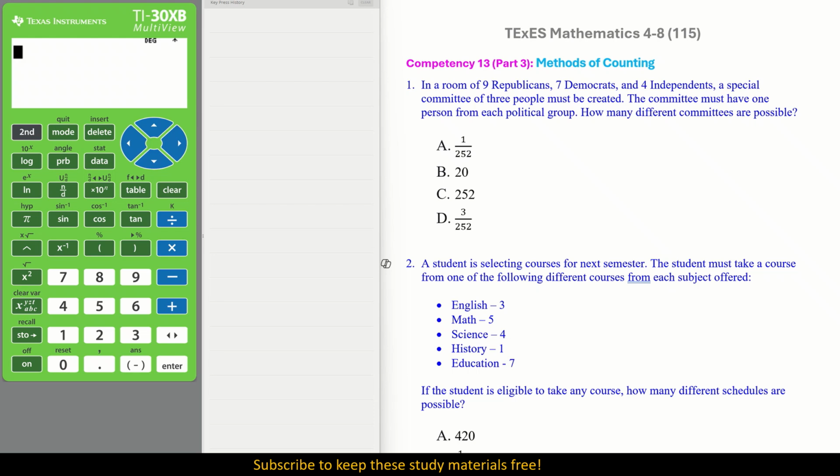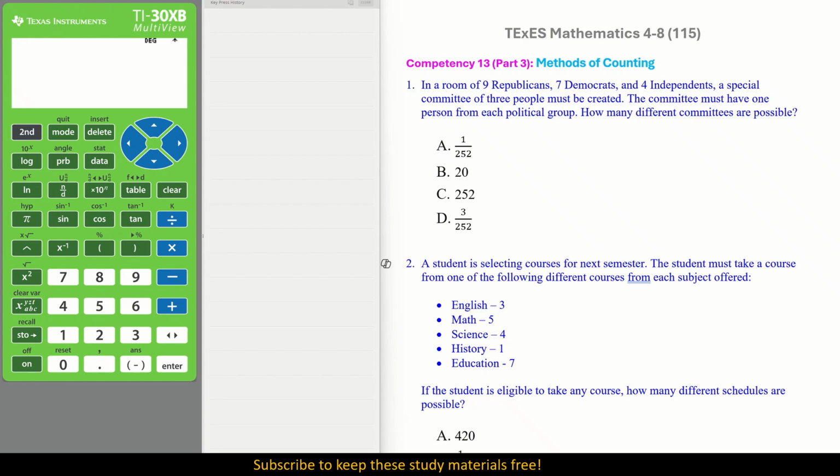Number 1. In a room of 9 Republicans, 7 Democrats, and 4 Independents, a special committee of 3 people must be created. The committee must have 1 person from each political group. How many different committees are possible?